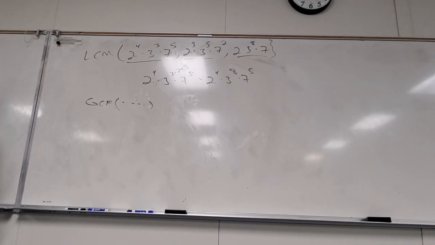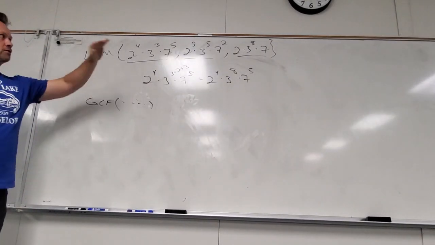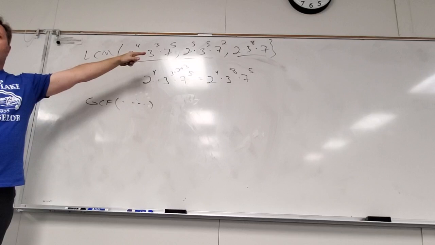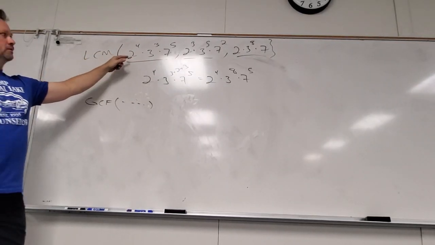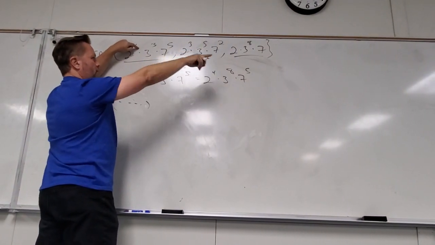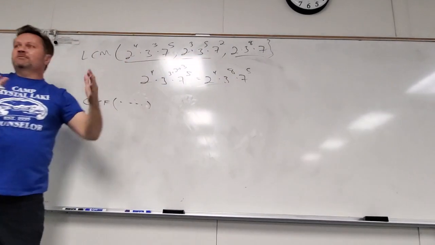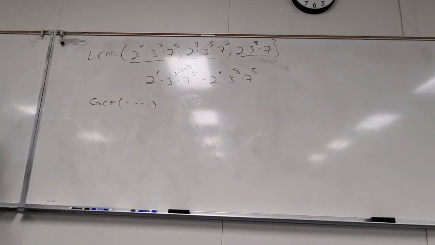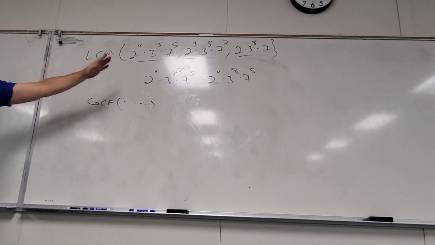Here's a shortcut for the LCM of this kind of thing, you ready? What's the highest power on the 2? 4, right? What's the highest power on the 3? 8. What's the highest power on the 7? Done, right? You just put those together. That's the GCF. Say again? That would be the LCM, sorry. I'm just showing you a different way.